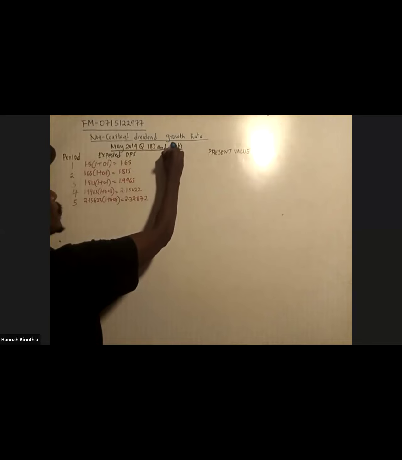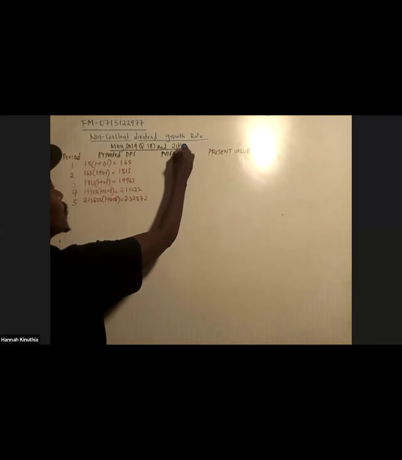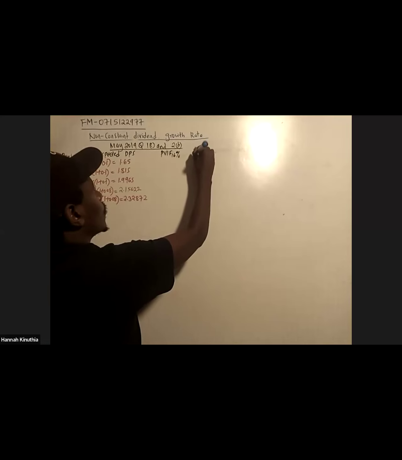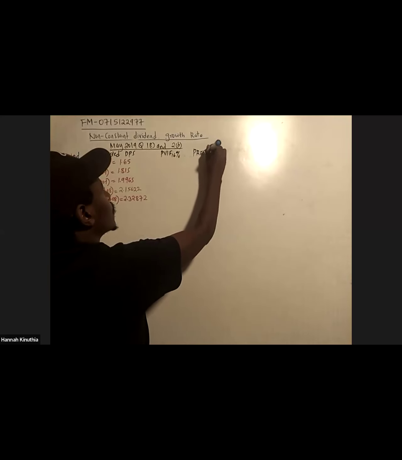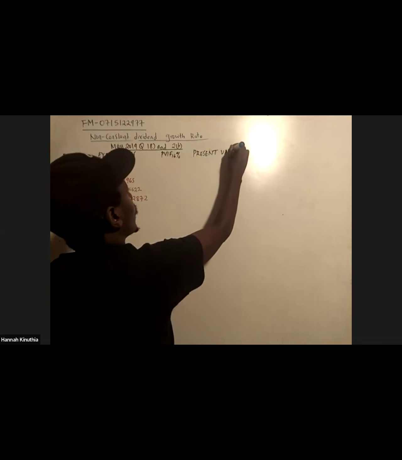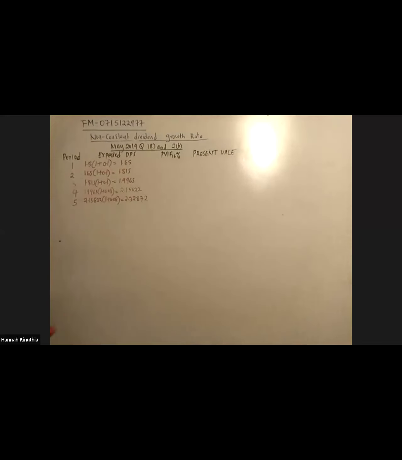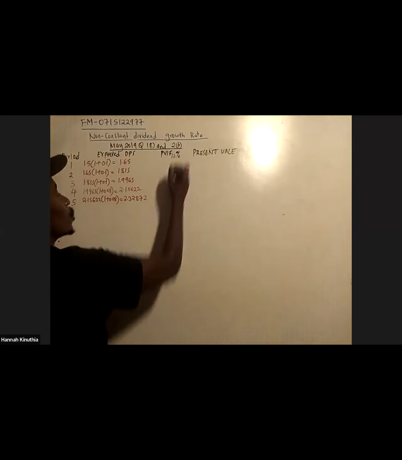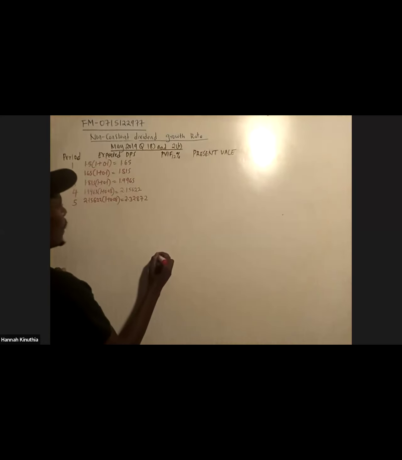We need to find this one. Let me move a bit. Present value interest factor for 16%. Then after that, we can get the present value. So the rate is not 16% actually, I was mistaken. The rate is supposed to be 12%. So we will use the same rate.